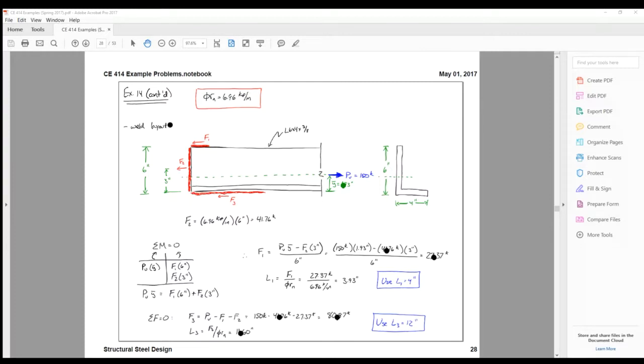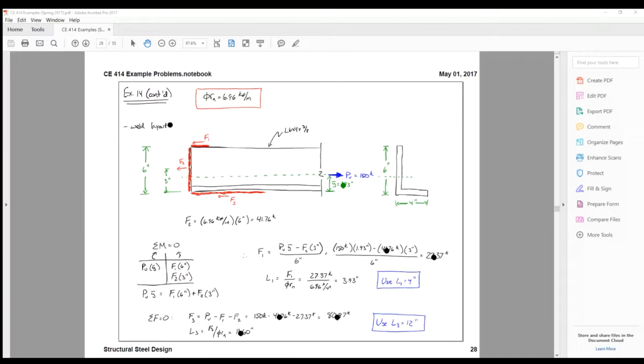Now, what we need to do is solve for F1 and F3, and then it becomes an equilibrium problem. So to solve for F1, I sum moments about the back of the angle. So what do I have? I've got PU times Y bar going this way, and then going the other way, I've got F1 times 6 inches, and I've got F2 times 3 inches. So the one thing I don't know is F1, so just solve, and F1 comes out to be like 27 point some kips. And since the weld can supply 6.96 kips per inch, just divide, and I get like 3.93 inches, so I just use 4 inches.